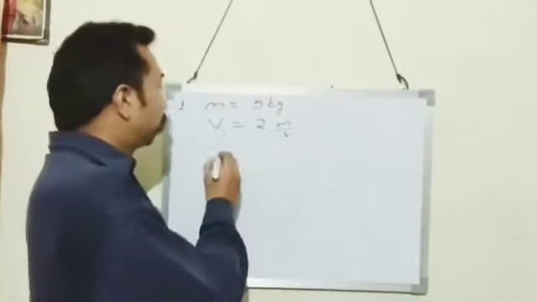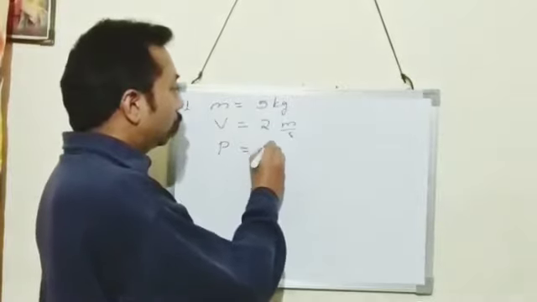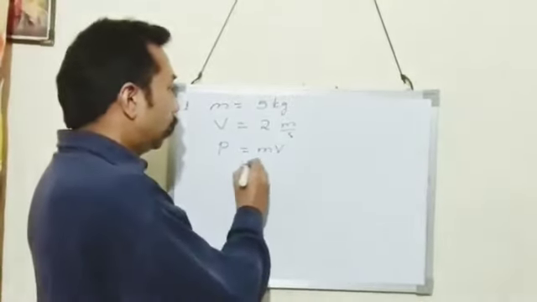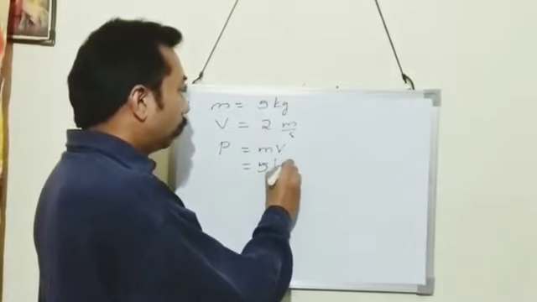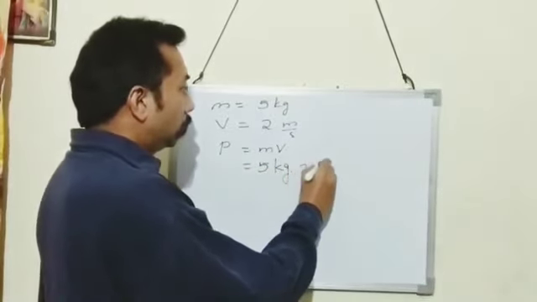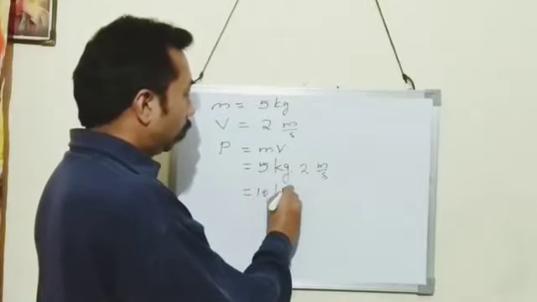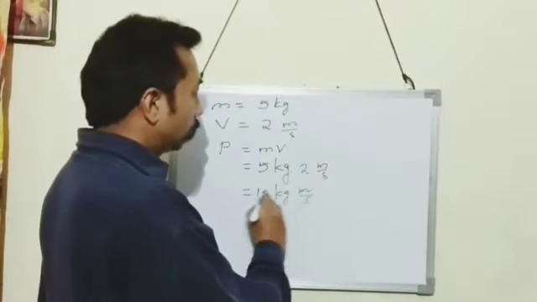Now we write the formula to find momentum. Formula to find momentum is mass into velocity. Now we substitute the values in the formula. Mass is equal to 5 kg and velocity is equal to 2 meters per second. So 5 into 2, 10 kg meter per second. So this is the answer.